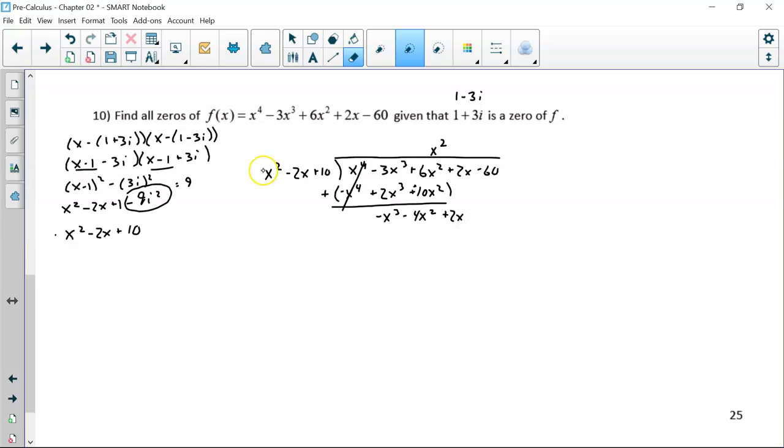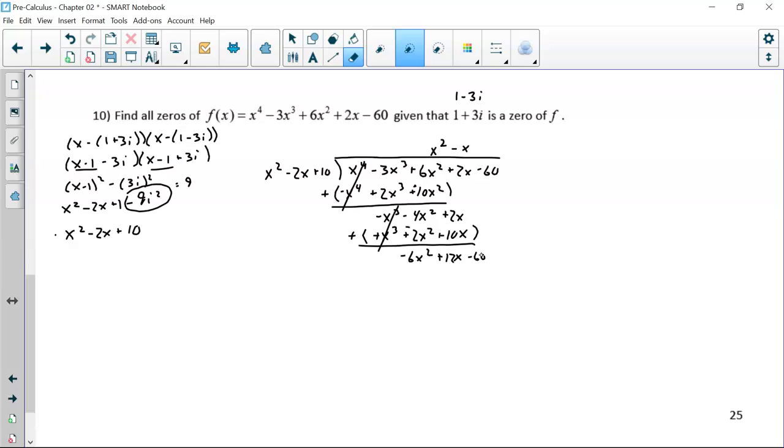Once again, I only care about the first terms, x squared to an x cubed. I multiply by a negative x. I get negative x cubed plus 2x squared minus 10x. We're subtracting the whole thing, so distribute the negative. Change all the signs. They cancel. Negative 6x squared plus 12x, and then bring down the negative 60.